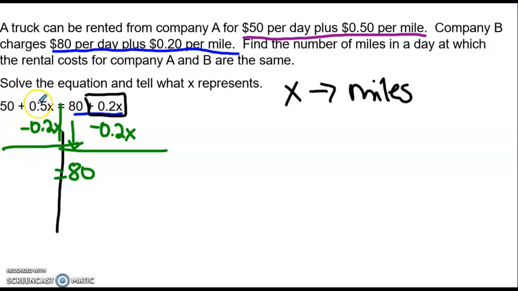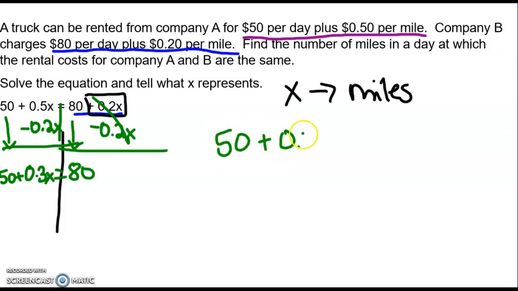Okay, so 0.5x minus 0.2x is 0.3x. I am still going to drop that 50 straight down. Wow, I am out of room. And those cancel. I'm going to rewrite it over here because I feel like I'm smushed. 50 plus 0.3x equals 80. I just rewrote it over here. Okay, wow, that didn't change colors. What in the world? There we go.